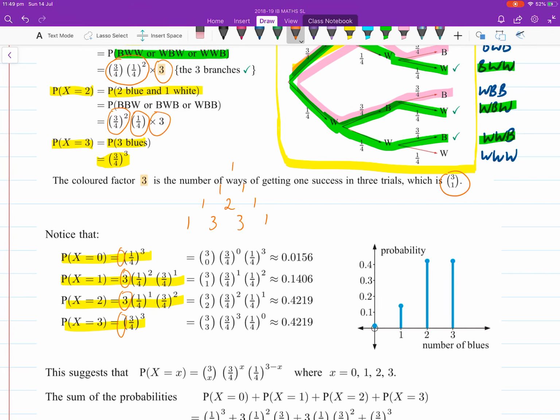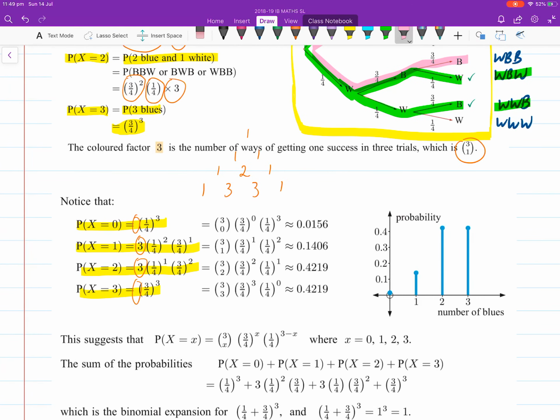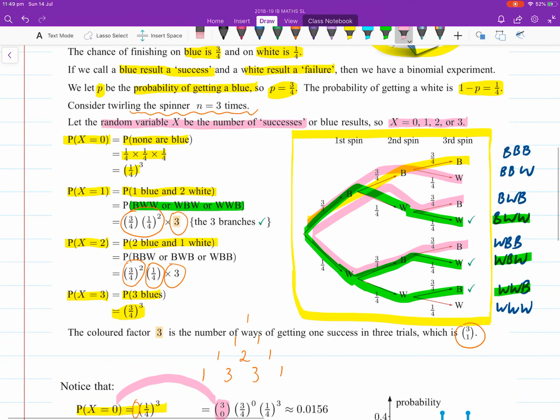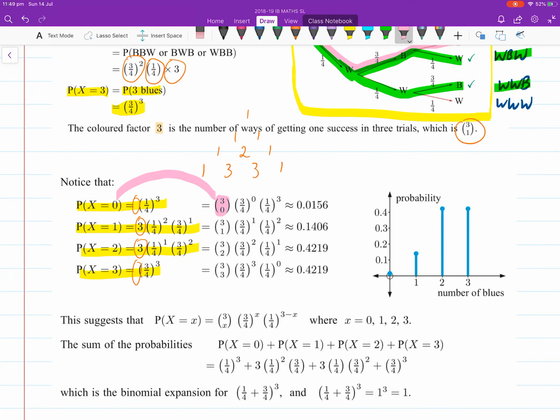Okay, but it's just the numbers in your Pascal's triangle, which is very, very cool. So here you've got 3 choose 0, right? Which represents getting 0 blue, yeah? On the next one, 3 choose 1, that's getting 1 blue. 3 choose 2, getting 2 blues out of the 3 trials. You're doing an experiment, and then getting 3 blue.